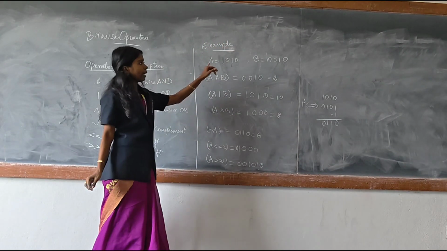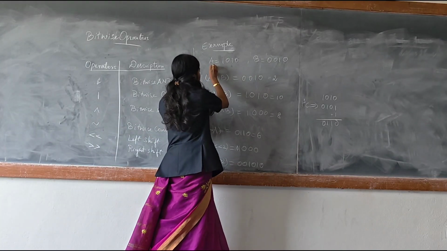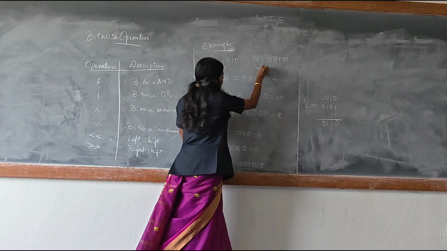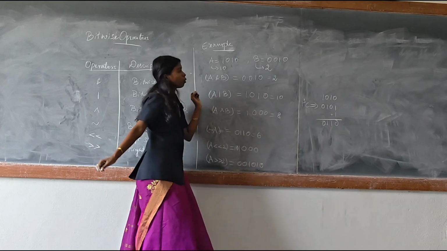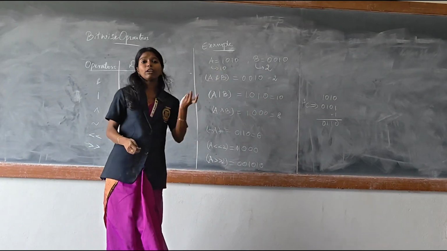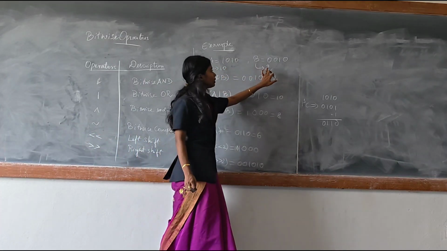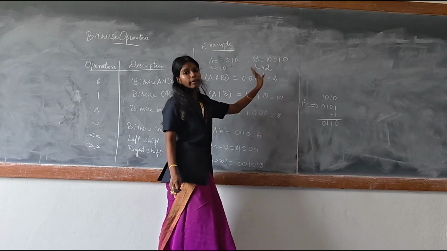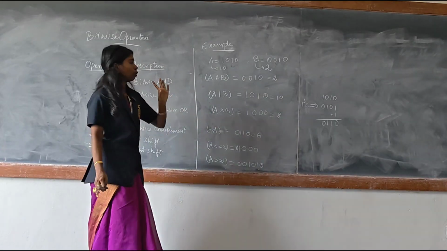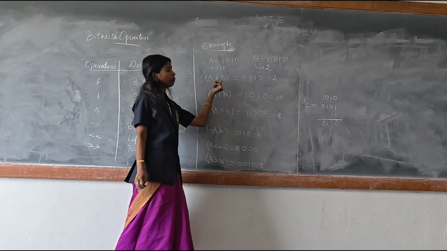So now I have taken the value a equal to 10. The value of a is 10 and the value of b is 2. The binary value of 10 is 1010 and the binary value of 2 is 0010. I have taken the 4-bit value. So now I have done a bitwise b.